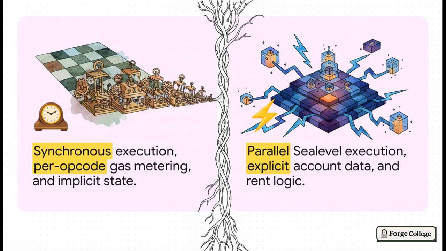Think about the EVM mental model. You've got synchronous execution, you're paying for gas per opcode, and the state is implicit. Ethereum operates on very linear, straightforward rules. But then you look at the SVM mental model: parallel execution via Sealevel, completely explicit account data, and rent logic. Honestly, it's like comparing checkers to 3D chess. The fundamental physical laws of the universe are just different here. You simply cannot assume an EVM label maps directly to an identical SVM failure mode.